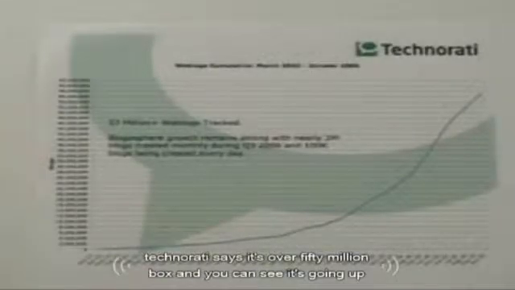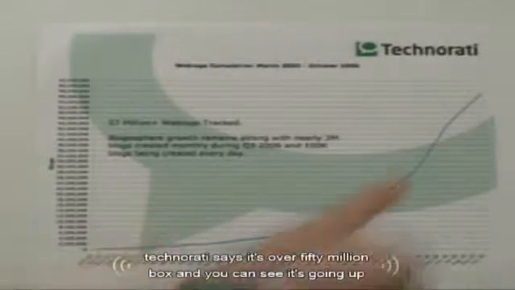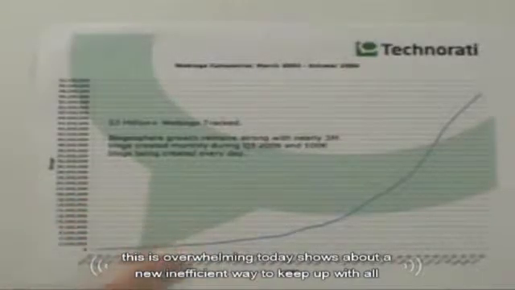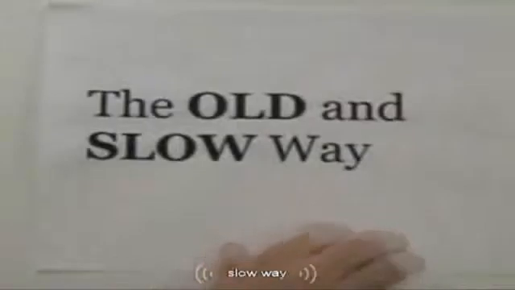The internet has problems. Technorati says there's over 50 million blogs, and you can see it's going up. This is overwhelming. Today's show is about a new and efficient way to keep up with all this cool stuff that's happening on the internet. So I'm going to talk about two ways that you can keep up with what's happening on the web. There's the old slow way. Boo! Then there's the new fast way. Yay!